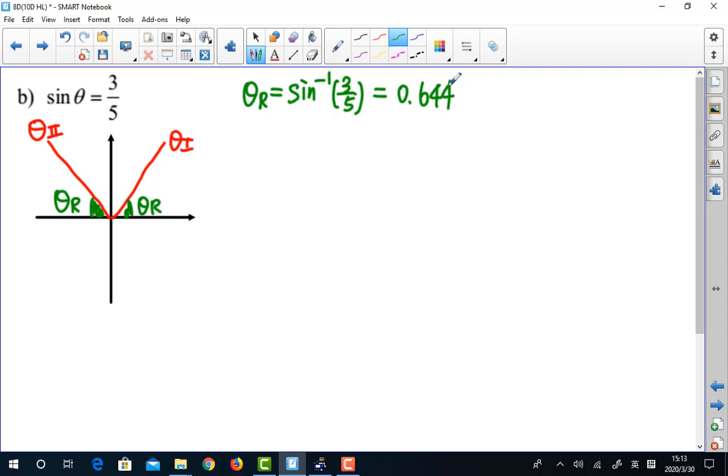Then step 3, I only need to use the reference angle to find these two quadrant angles. So for the first quadrant angle, it's the same as the reference angle. For the second quadrant angle, this rotation angle should be equal to pi minus the reference angle. Pi minus 0.644 is approximately equal to 2.50 with 3 sig figs.